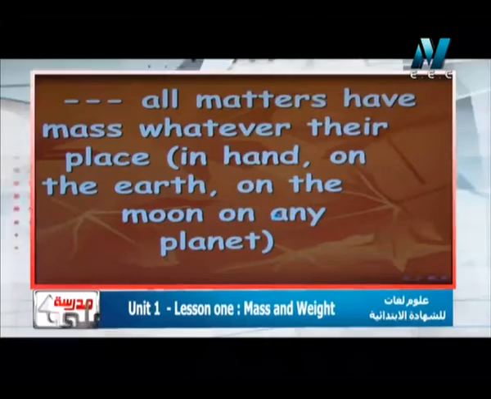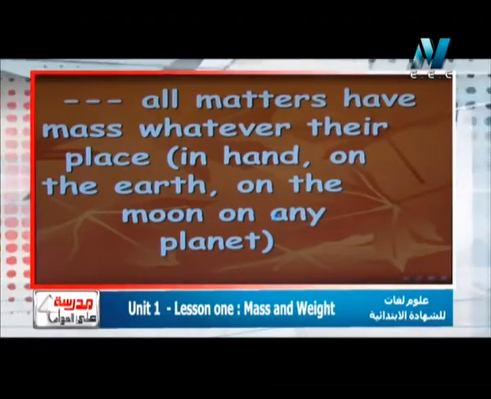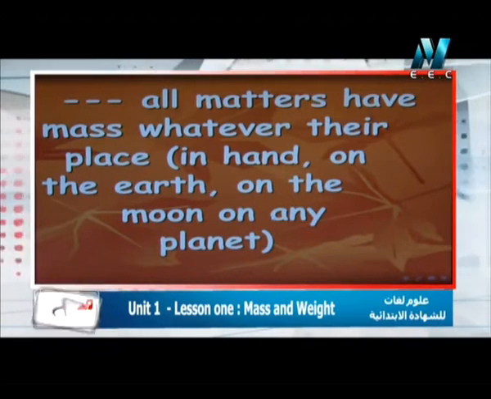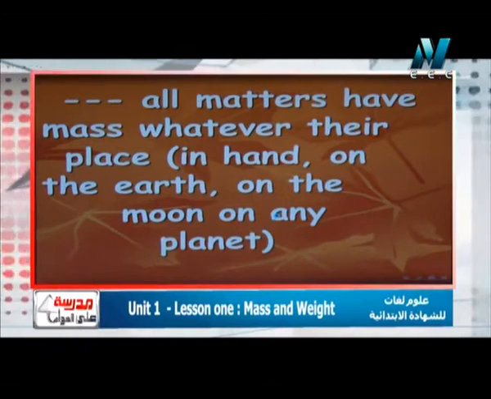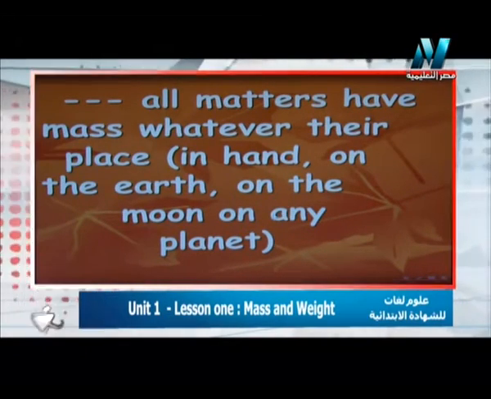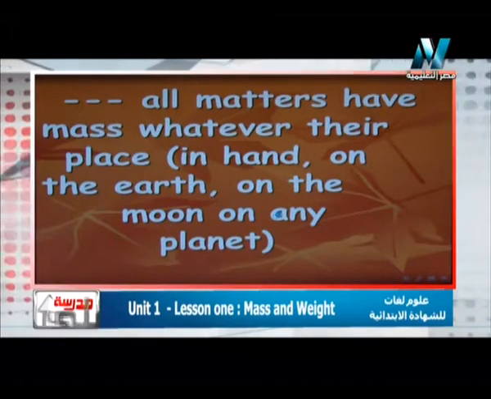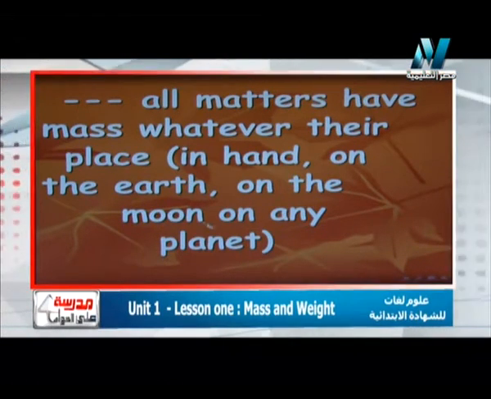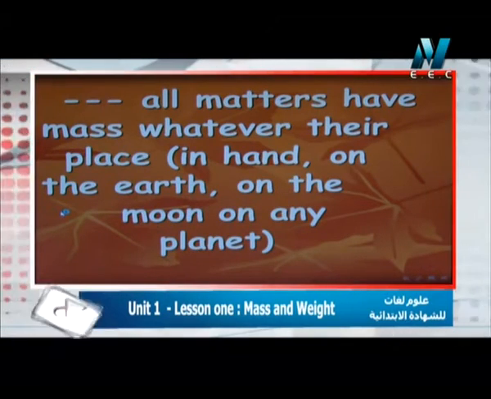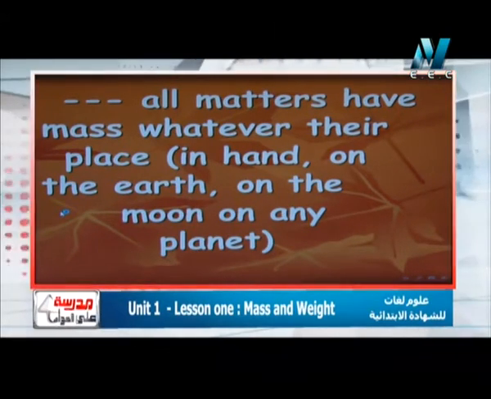So another property of mass, what will it be? I think it will be: all matter has mass whatever its place. So the third property of mass is that all matter has mass whatever its place, in hand, on the earth, on the moon or on any planet. Again, all matter has mass whatever its place, in hand, on the earth, on the moon or on any planet.